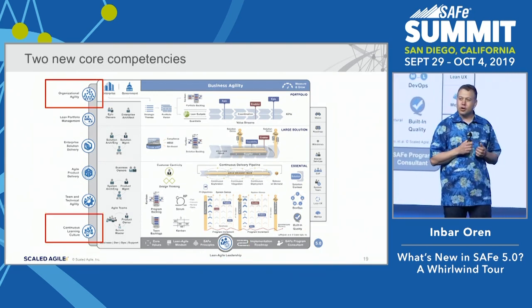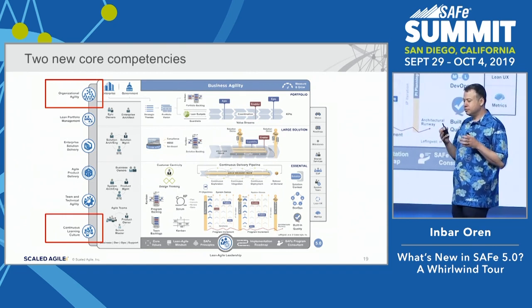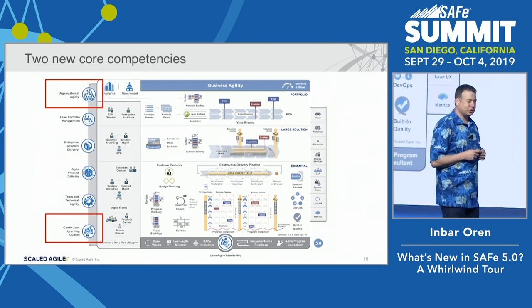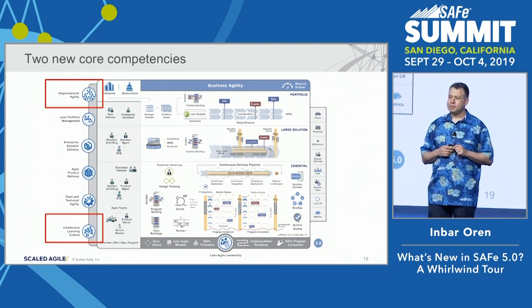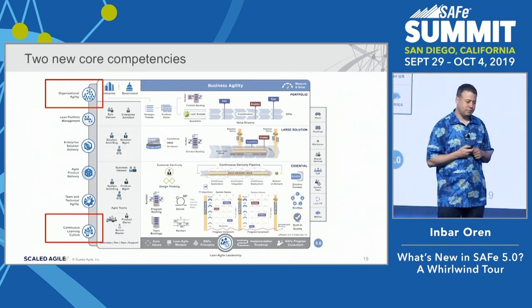We have 2 new core competencies for you, because going from technical agility to business agility requires more. Dean went deeper into these yesterday. I'm not going to go as deep as he did. But we have 2 new competencies. We have organizational agility, and we have continuous learning culture.